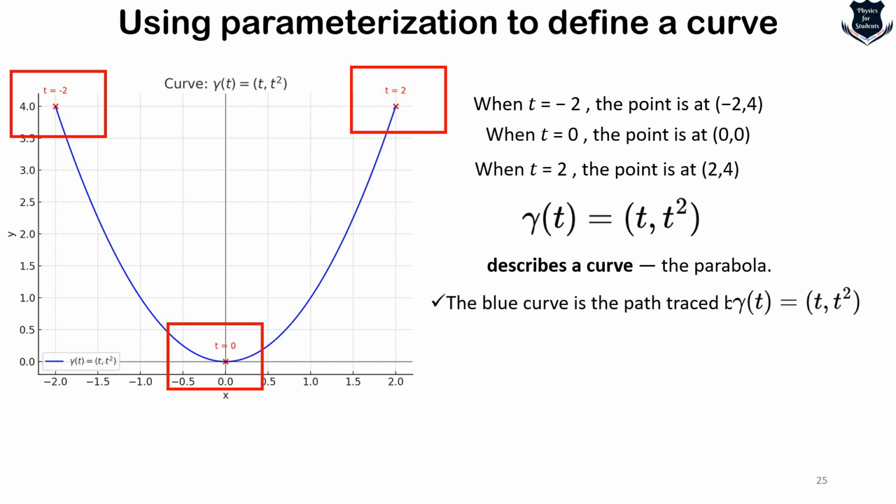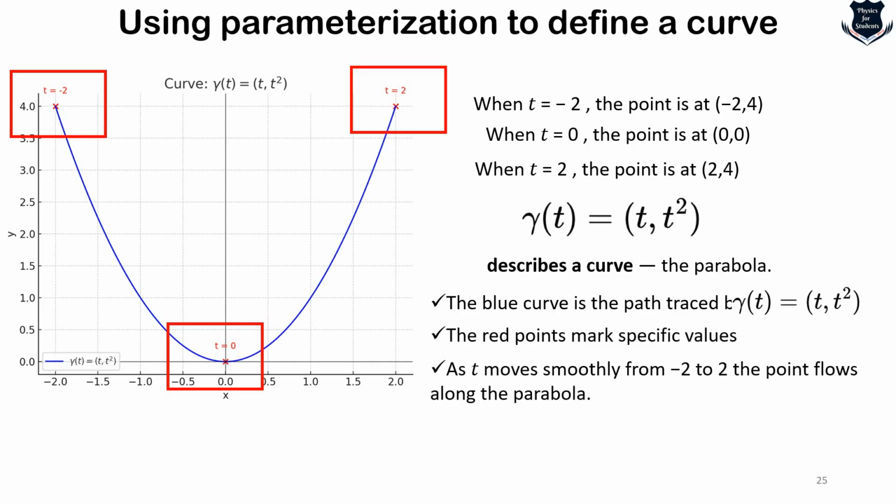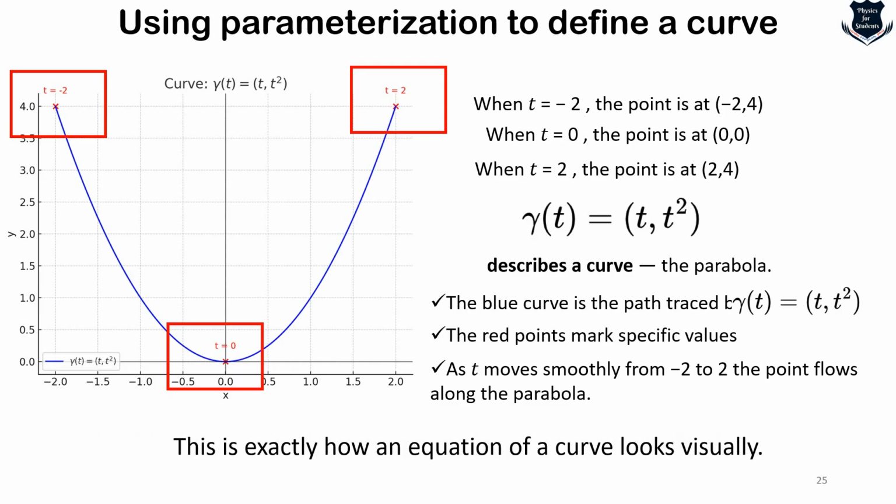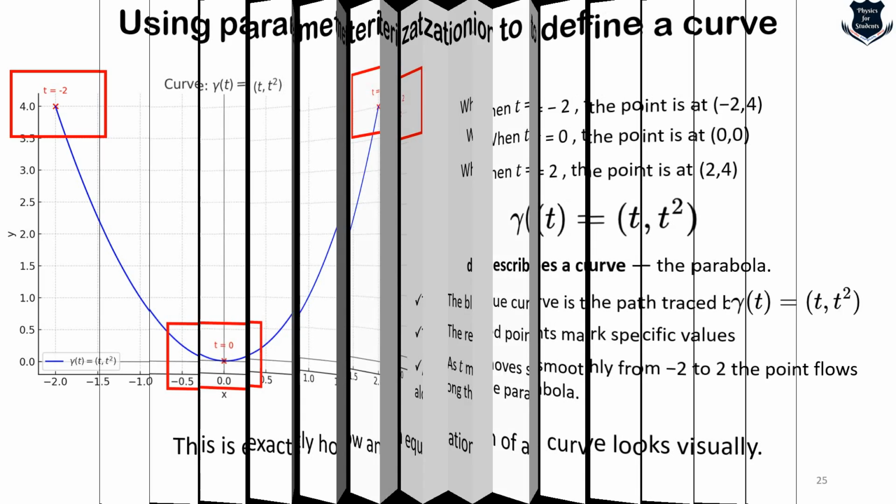So here you can see that the blue curve is the path traced by this, and the red point marks specific values. So as t moves smoothly from minus 2 to 2, the point flows along the parabola. And this is exactly how the equation looks, and how the curve looks.